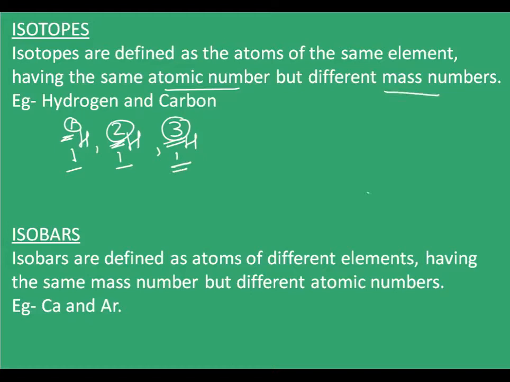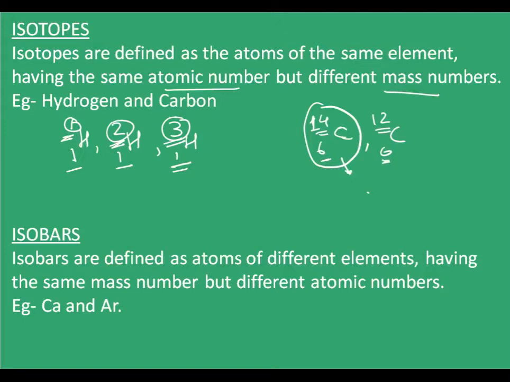In case of carbon, 2 isotopes are present in nature. The first is ¹⁴C₆ and the second is ¹²C₆. The mass number here is 14 and here is 12, while the atomic number is constant, that is 6. Carbon 14 is used in carbon dating to know the age of fossils. This carbon 14 is radioactive.